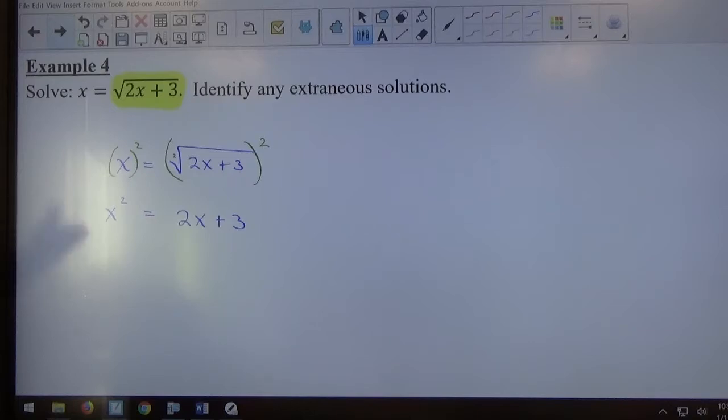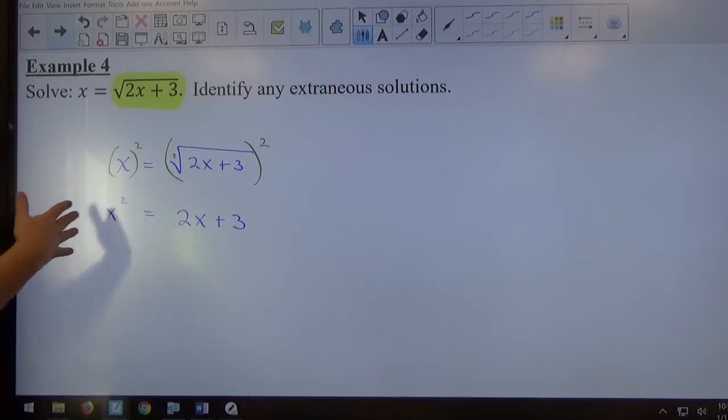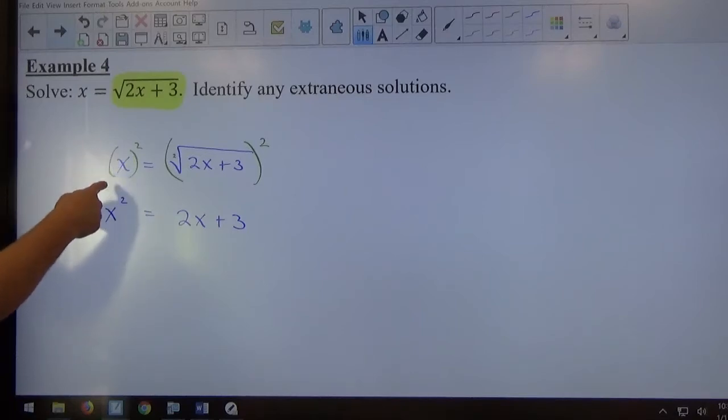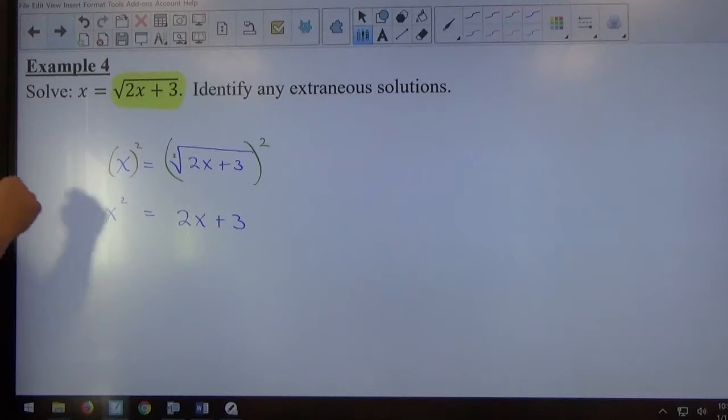Going back to Friday, we would have had 2x plus 3 equals some number, solved for x, a linear equation. Well, now we have x squared equals 2x plus 3. Now we have a quadratic equation. When the highest power of an equation is 2, we want to set everything equal to 0. That's our typical technique for solving quadratics. Set the equation equal to 0.